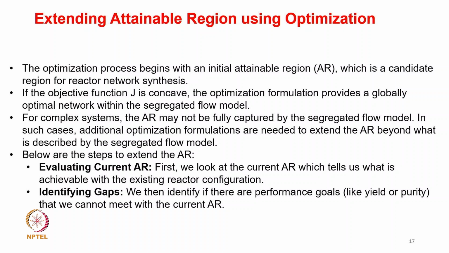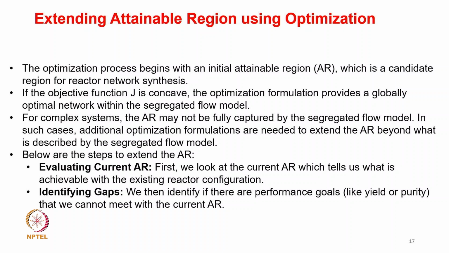You of course need to have a performance metric, which is the objective function J. If J is concave, the optimization formulation provides a globally optimal network within the segregated flow model. This idea of how a concave function gives you a globally optimal solution you have learned earlier in your optimization lectures. For a complex system, the attainable region may not be fully captured by the segregated flow model. In such cases, additional optimization formulations are needed to extend the attainable region beyond what is described by the simple segregated flow model.